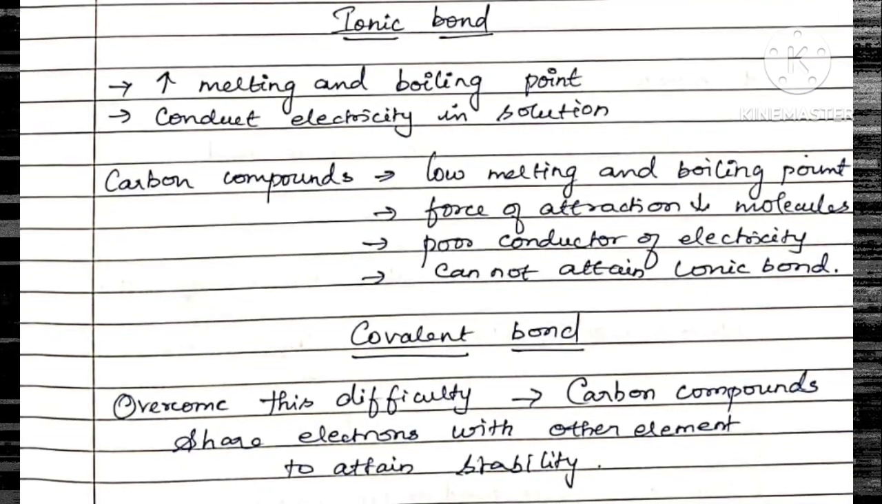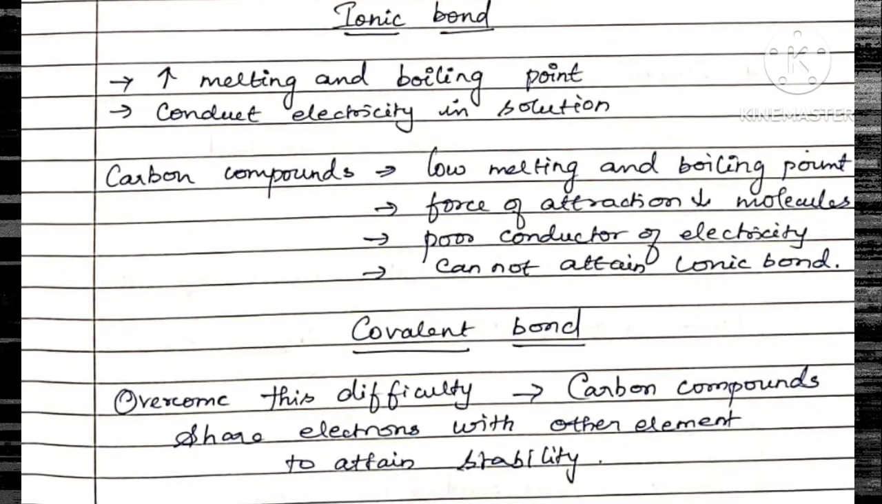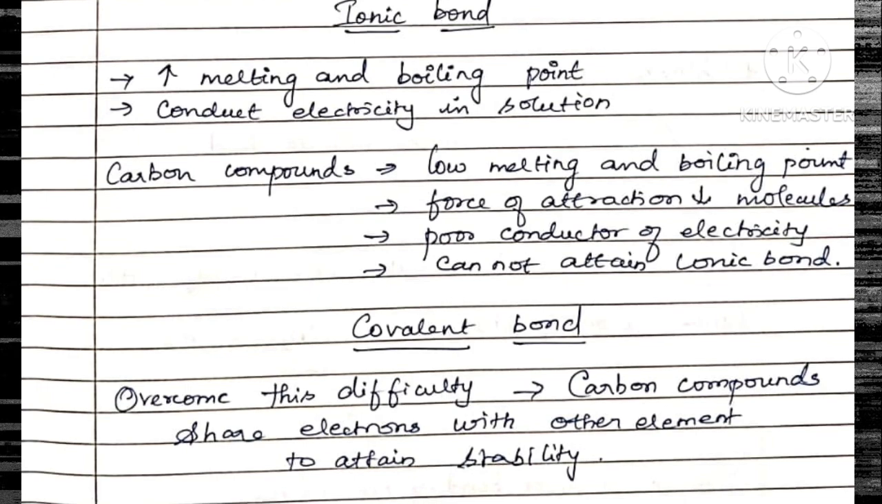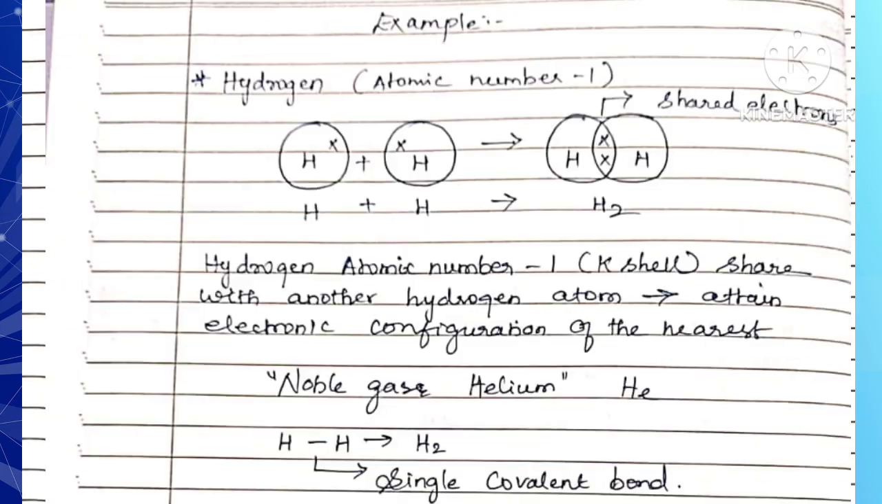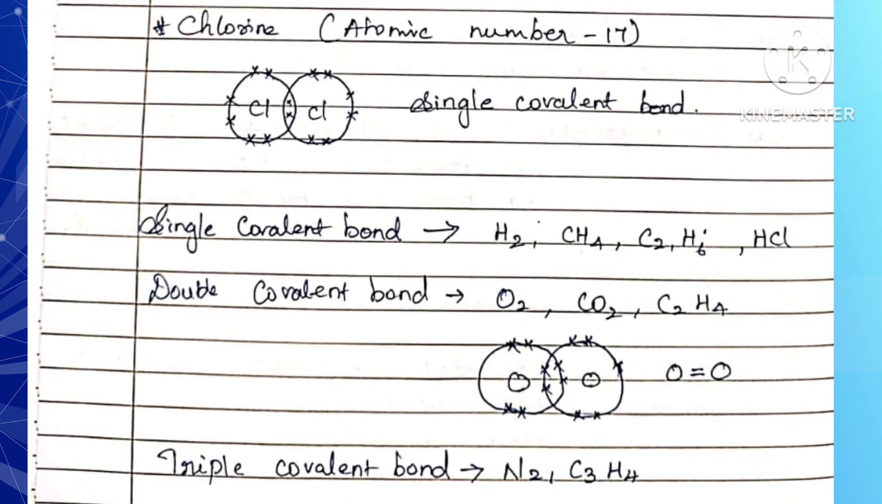So covalent bond, as we know already, is the sharing of electrons between two elements to attain stability. The bond which is created is called a covalent bond. Now here you can see the example of hydrogen. Hydrogen has atomic number 1, which attains stability by sharing an electron with another hydrogen atom to form H2. Now we can see the structure here, with electrons shared by forming a covalent bond. An example for a noble gas is helium. Helium has atomic number 2, which is a noble gas in the periodic table.